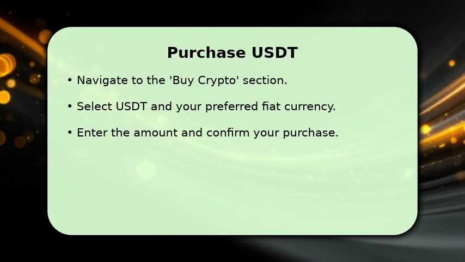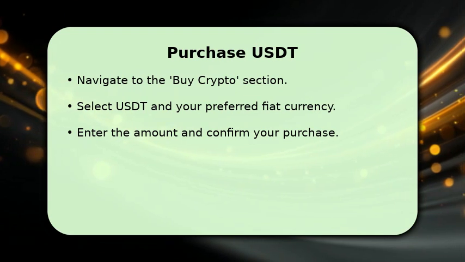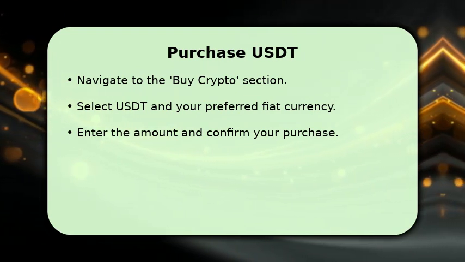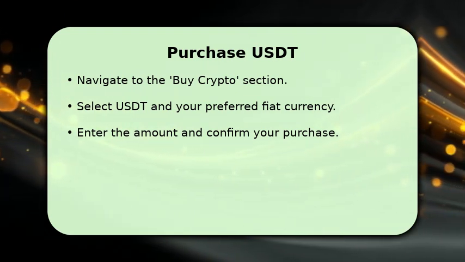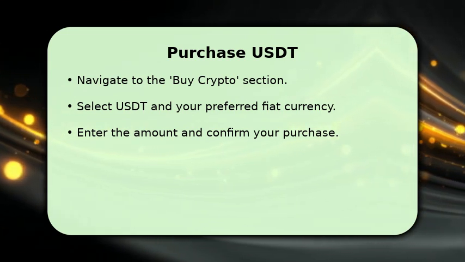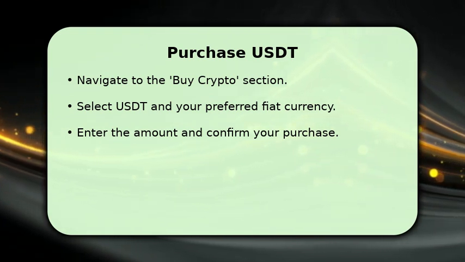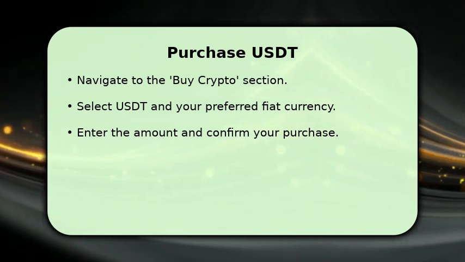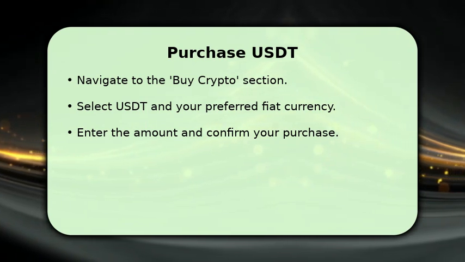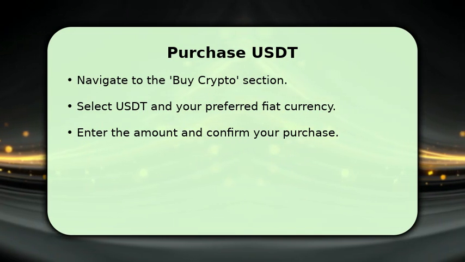With funds in your account, you are ready to purchase USD. Head over to the Buy Crypto section on the Binance US platform. Select USD as the cryptocurrency you wish to buy and choose your deposited fiat currency, like US dollars. Enter the desired amount of USD you want to acquire. Review all the transaction details, including the price and any fees, before confirming your purchase. Your USD will then appear in your spot wallet.